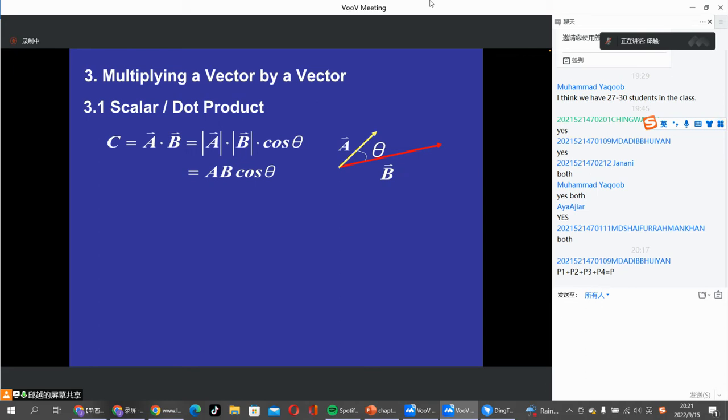And it equals the magnitude of vector A multiplied by the magnitude of vector B and cosine theta. Theta is the angle between vector A and vector B.